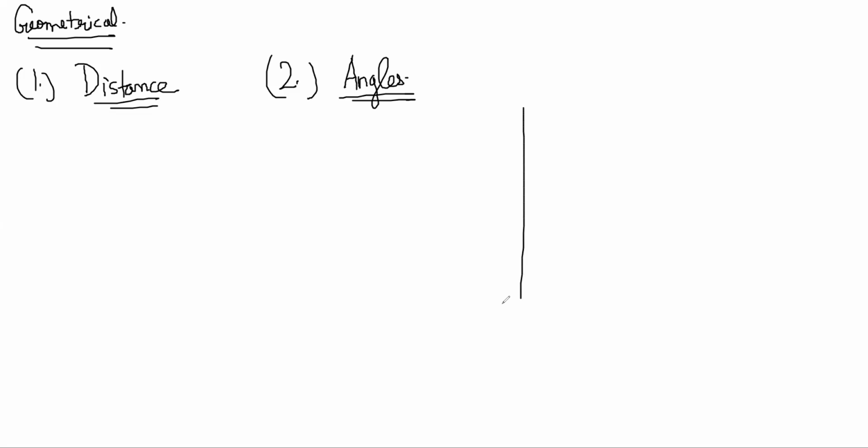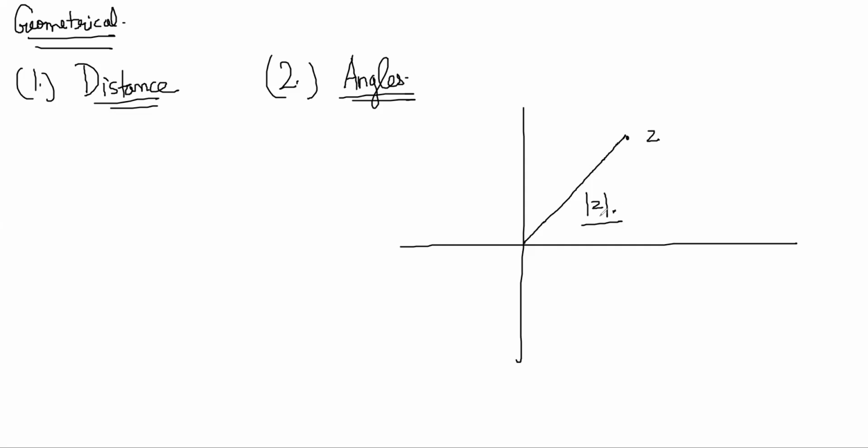For example, if I want to measure distance, I know Z is here, the distance from origin is called mod Z, right? And if my Z1 is here and Z2 is here, this distance will be mod of Z1 minus Z2, right? Why is that true?